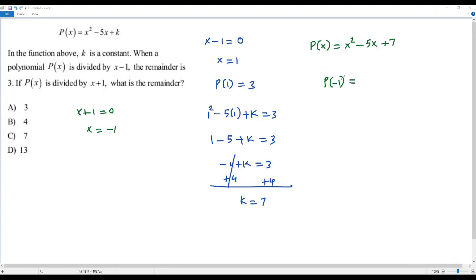Now, to get the value of P of negative 1, we plug in negative 1 for x here and here. Then I'm getting negative 1 the whole squared, minus 5 times negative 1, plus 7. Here negative 1 whole squared is just 1, and a negative times a negative is positive, so 5 times 1 is 5, plus 7. When I add 1, 5 and 7, I am getting 13. So when P of x is divided by x plus 1, the remainder is 13. We find 13 in answer choice D. The correct answer choice for this question is D.